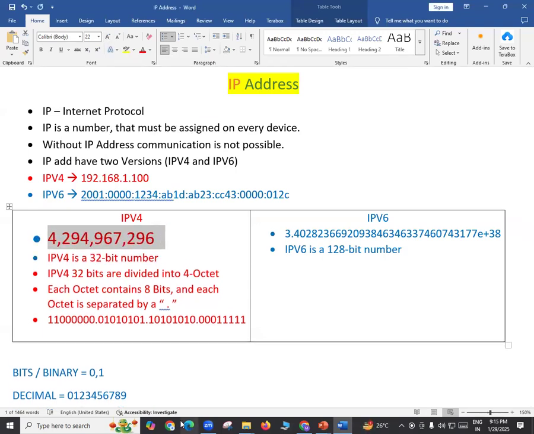But you know, my friend, today in the internet times, this number is nothing. 4 billion is nothing, right? Because literally every website over the internet will use an IP address. Every person who is connected to the internet will use an IP address. So this is not at all a big number.